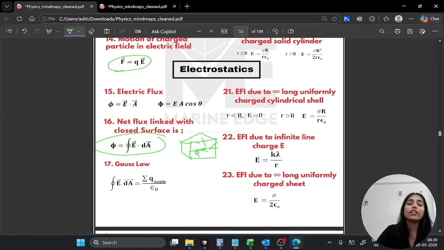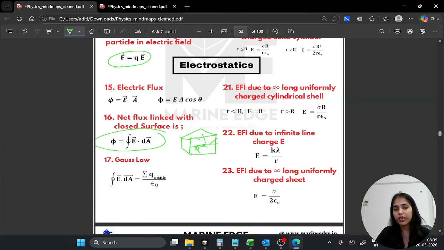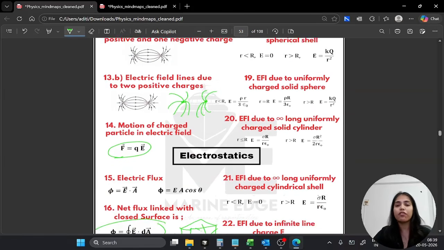Now, we have Gauss law. This is one of the most important laws in this chapter. What Gauss law states is that the electric flux through a closed surface, the integral of E dot dA, is equal to whatever charge is inside the surface, let's say charge Q, divided by epsilon naught. So out of 6 surfaces, we have Q upon epsilon naught flux that is being passed out.